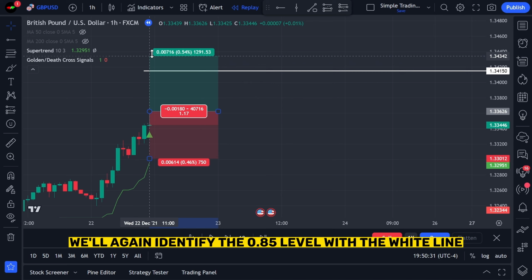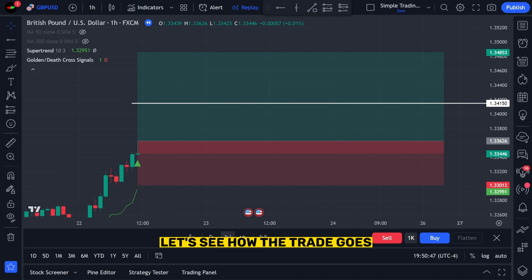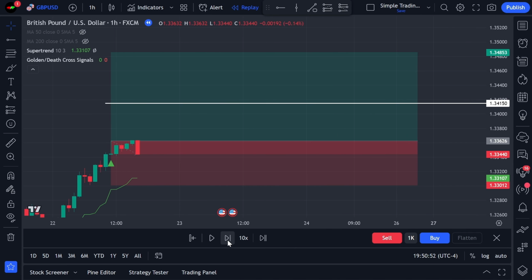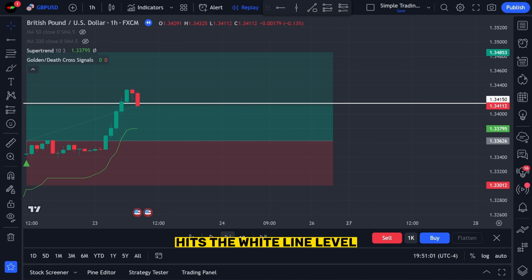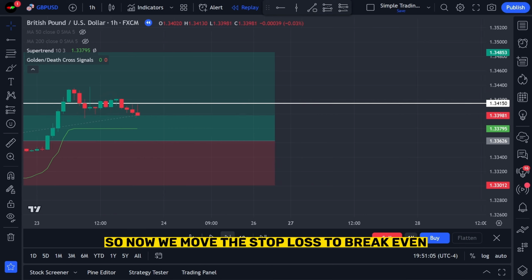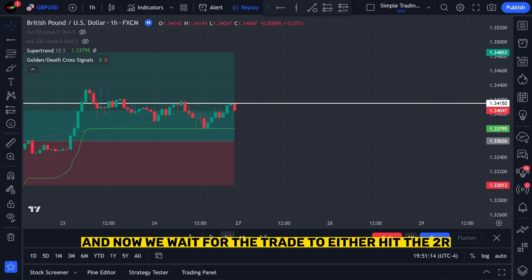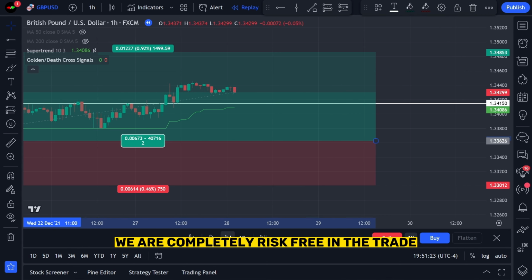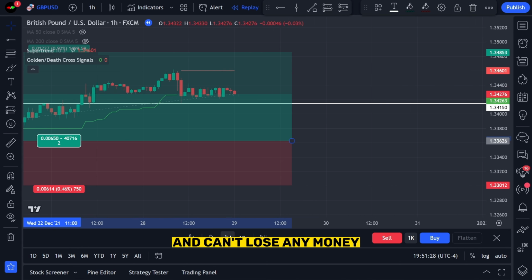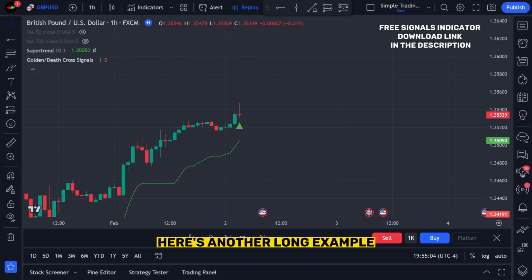Placing the entry orders now. We'll again identify the 0.85 level with the white line. Let's see how the trade goes. Hits the white line level, so now we move the stop loss to break even, which is our entry. And now we wait for the trade to either hit the 2R profit target or the break even. At this time, we are completely risk-free in the trade and can't lose any money. And full target hit.